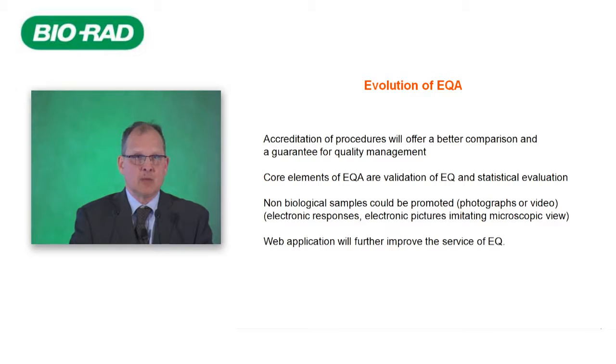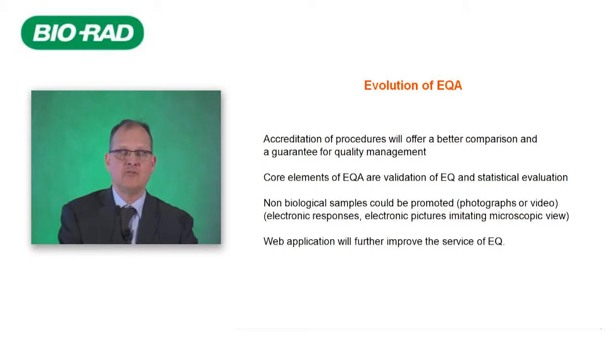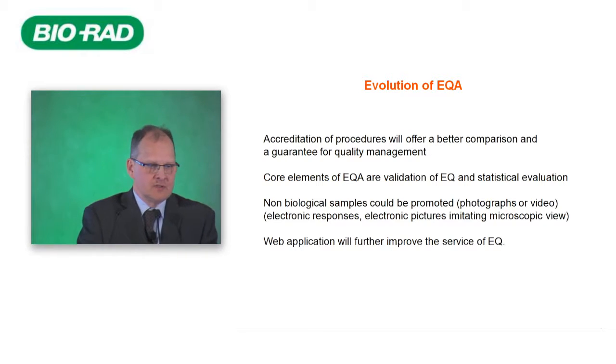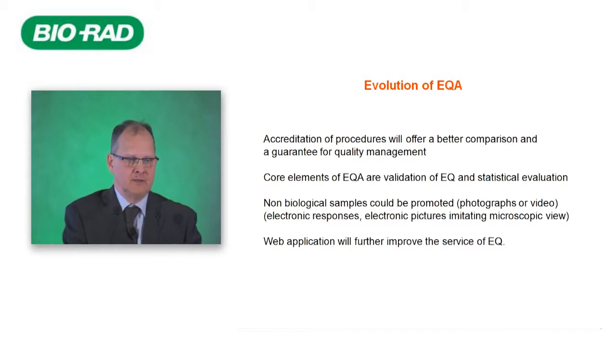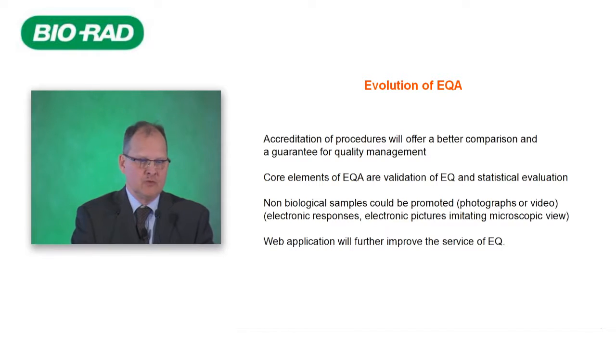If we see some examples coming from outside biochemistry, non-biological samples could be promoted, for example, photograms, videos, or electronic pictures imitating microscopic view. It could be antagonistic with the clue that we must be near to human samples, but in fact it could be a solution in terms of diffusion of information, for example.